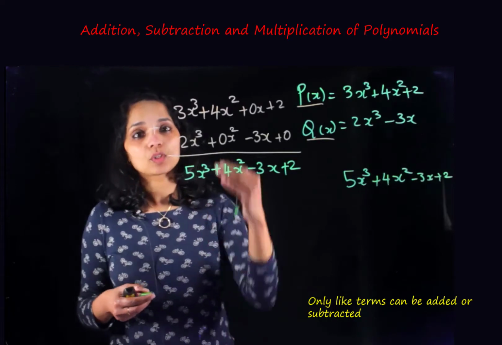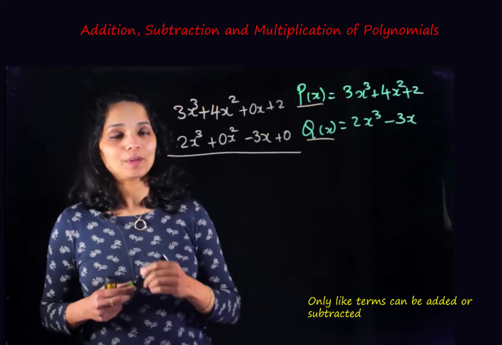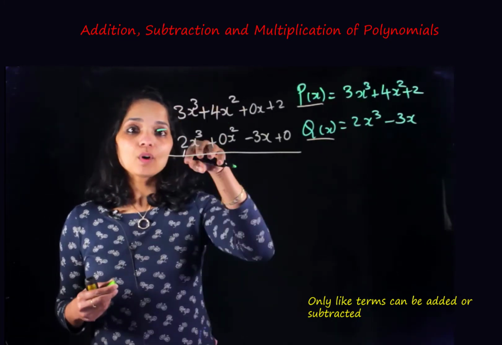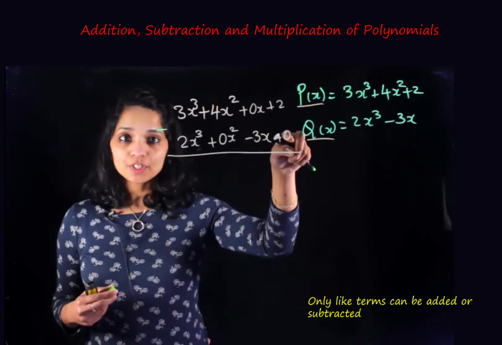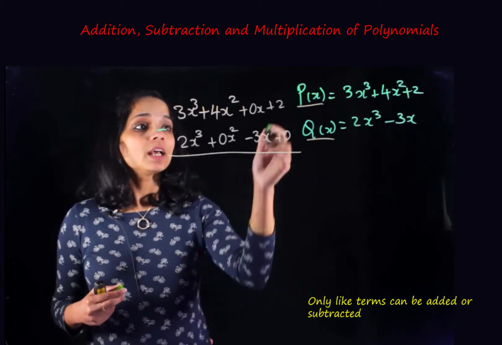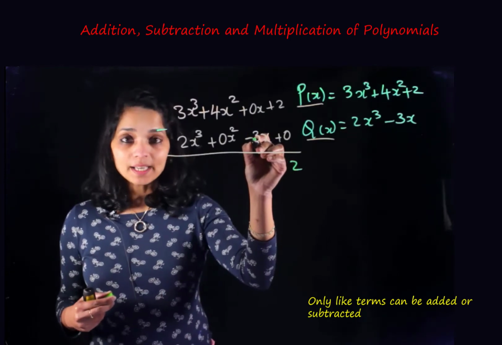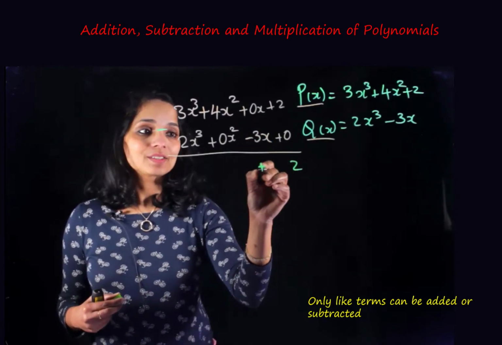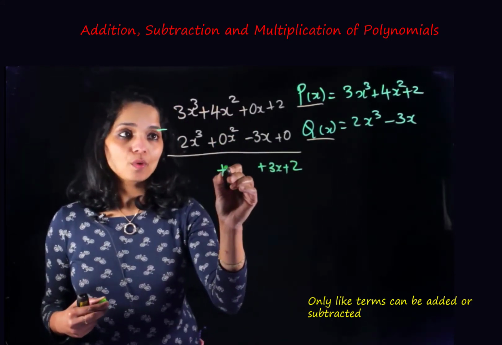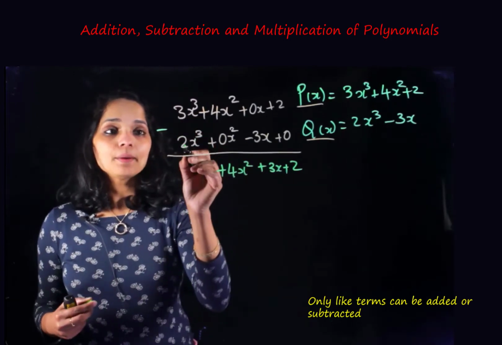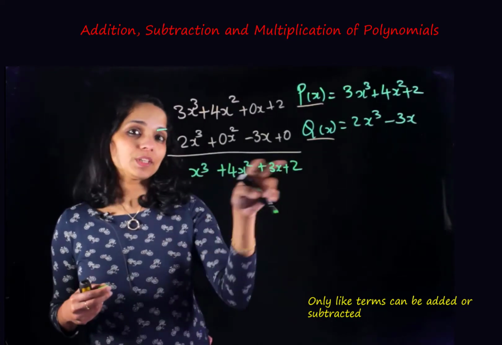This is for any beginner who is just starting to do polynomial addition. Okay, so now let's subtract these two polynomials, p(x) minus q(x). We have already written down the like terms together, so it's all about subtracting each coefficient and writing down the variables. So 2 minus 0 is 2. 0 minus minus 3 is plus 3, so it's plus 3x. And 4 minus 0 is 4x squared. And 3 minus 2 is 1x cubed. So that's the difference between these two polynomials.